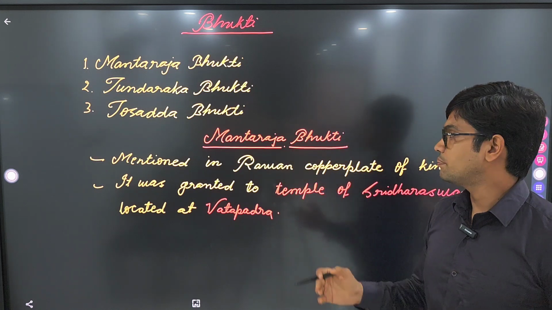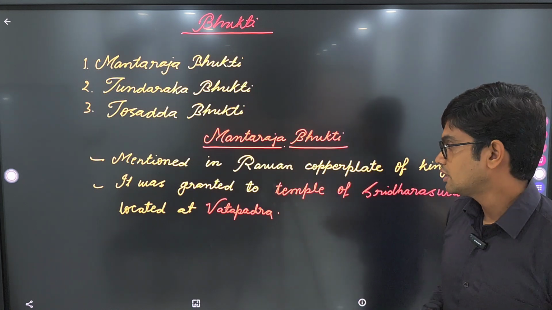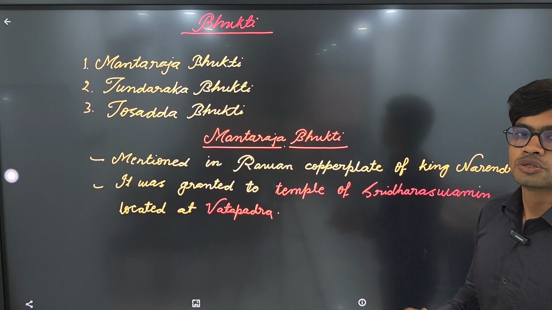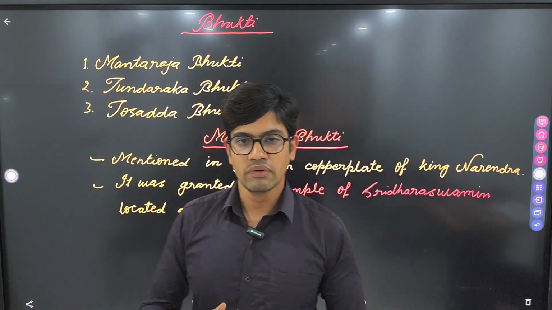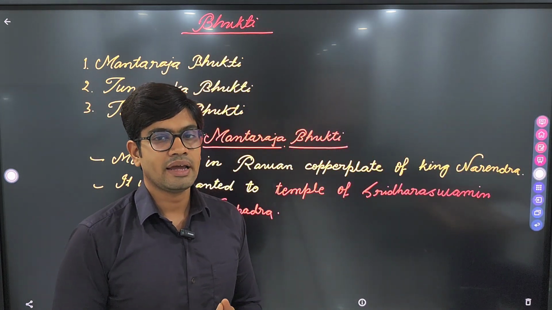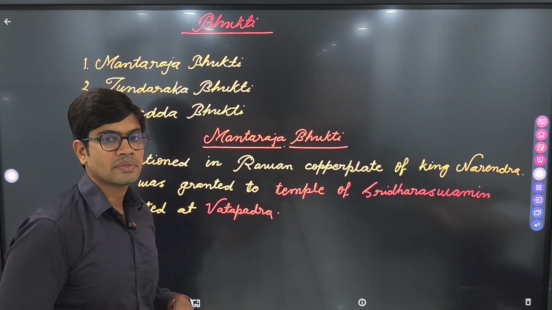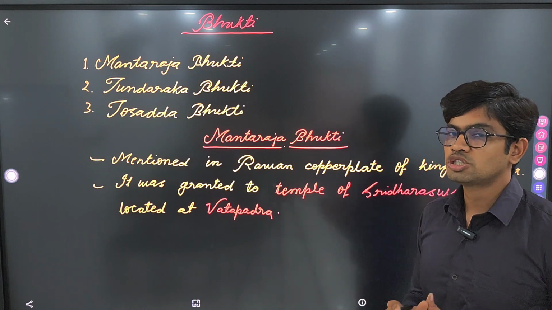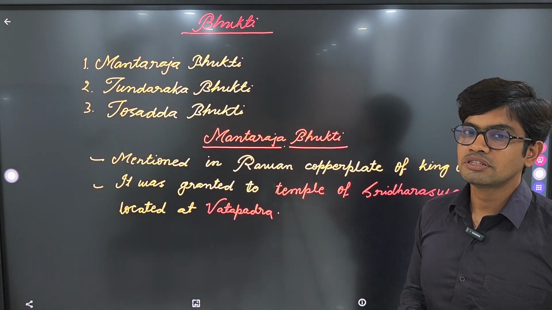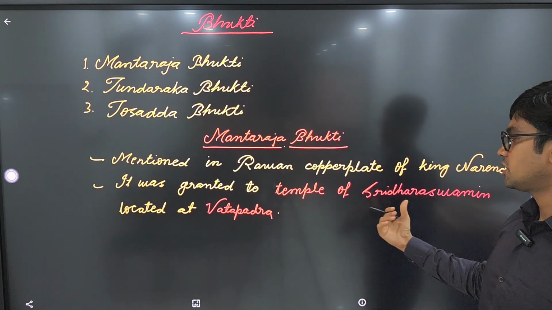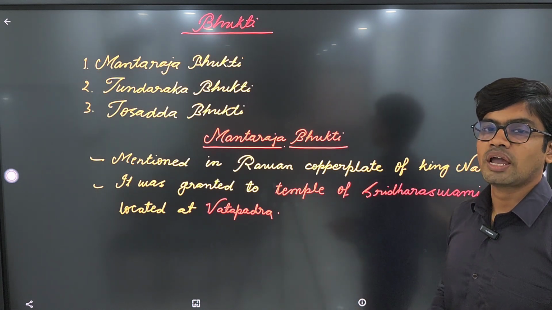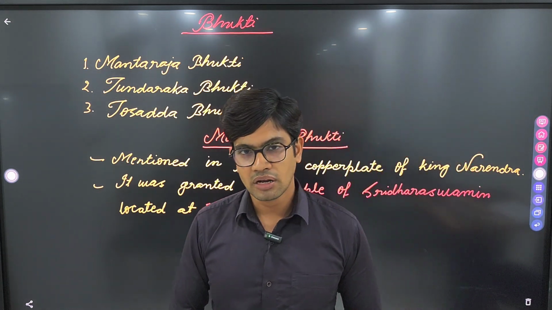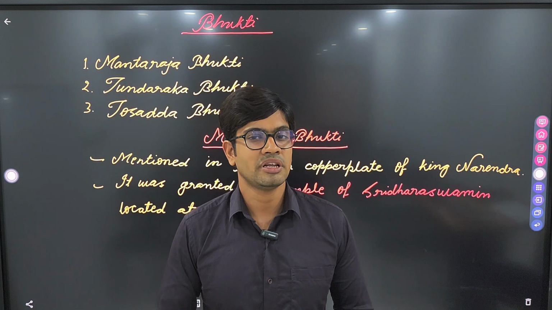As far as Mantaraja Bhukti is concerned, it has been mentioned in the Ravan copper plate issued by King Narendra. So Sharabhpuriya King Narendra had issued the Ravan copper plate, and in that copper plate he talked about Mantaraja Bhukti. According to the copper plate, this entire unit, Mantaraja Bhukti, was donated to a temple, and the temple's name was Sridhar Swamin Temple, and this temple was located at Vatapadra. Now, Vatapadra may have been Bhatapara or some other place, but it has not yet been identified.